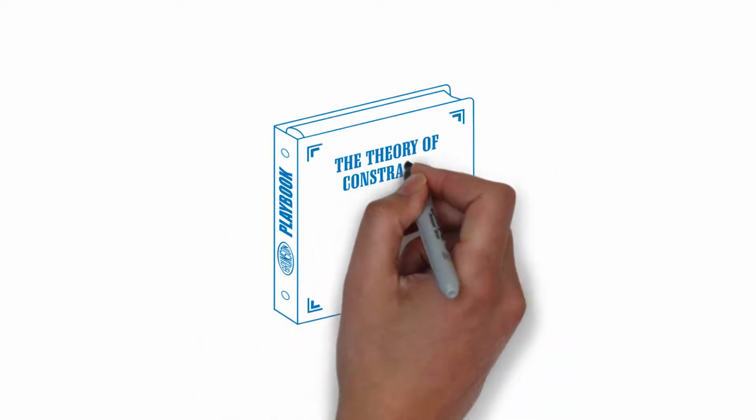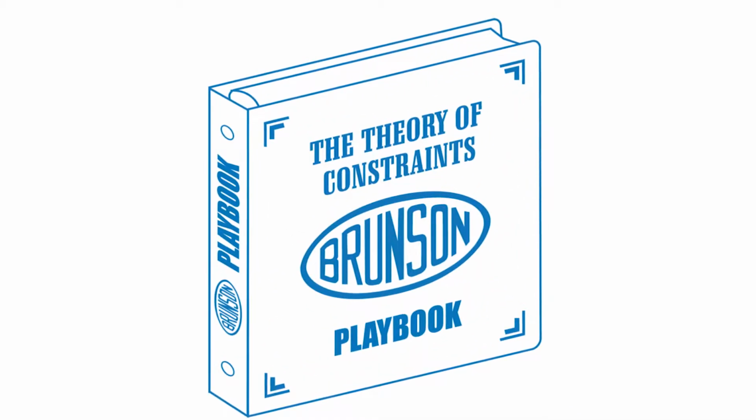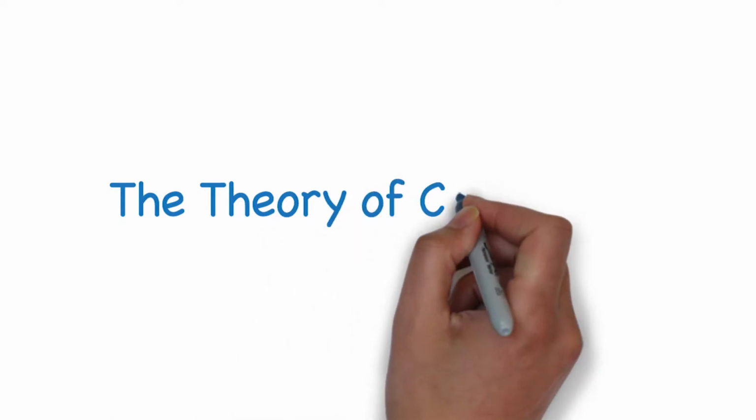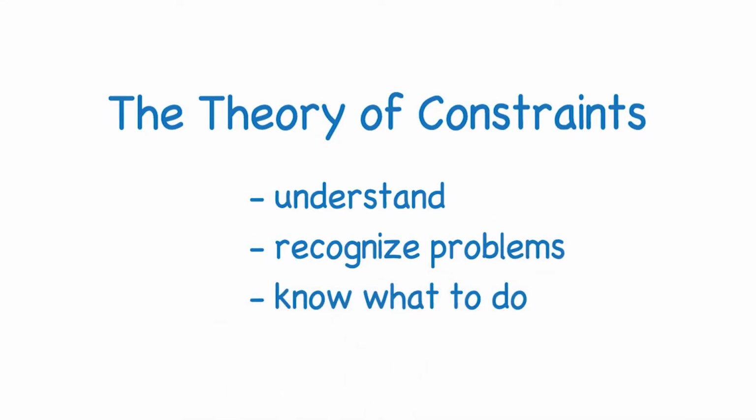And I'm Michael, and the playbook is about the theory of constraints. It's our way of producing products here at Brunson. And it's important for everyone to really get the theory of constraints. It's going to come up every day, and we need you to understand it, know how to recognize problems, and what to do about them.